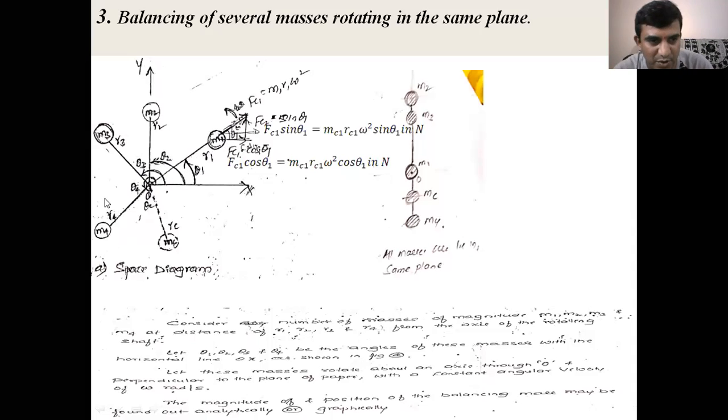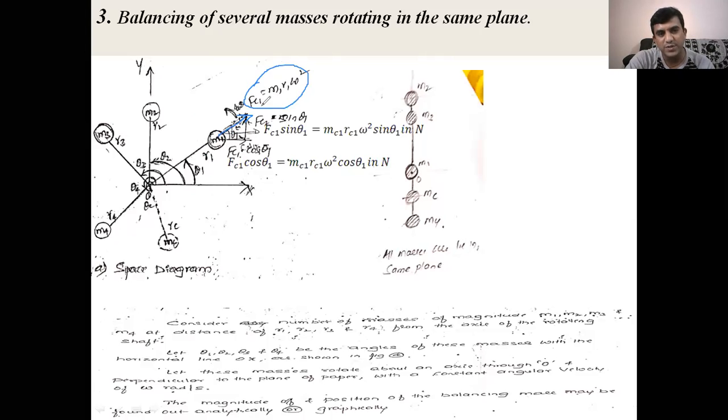Now once it starts rotating at a uniform angular velocity omega, we can see that for the first mass there is a force which acts radially outward from mass 1, that is the first centrifugal force, whose magnitude is FC1 equal to m1 r1 omega square.